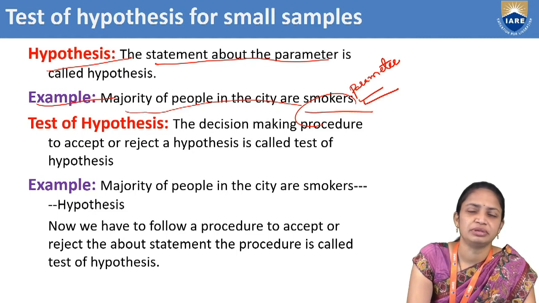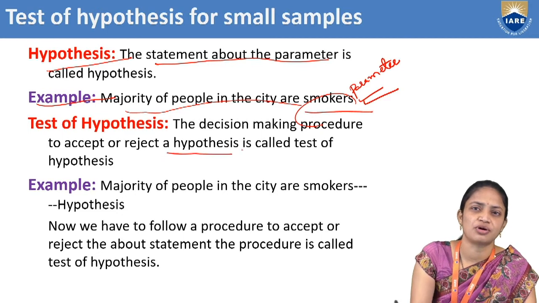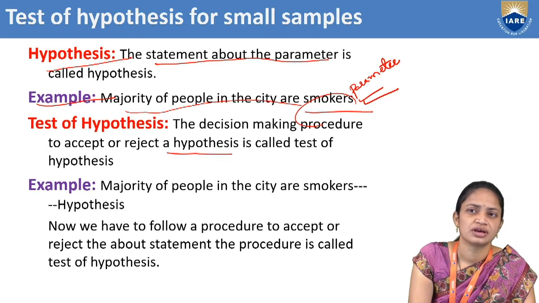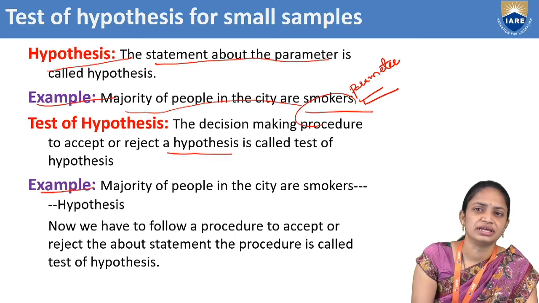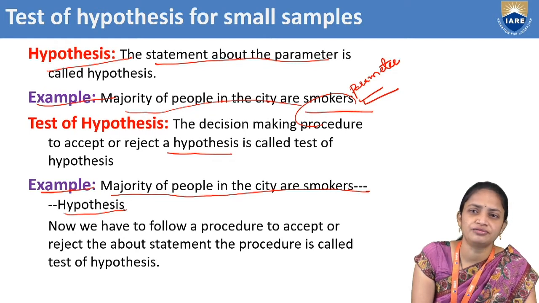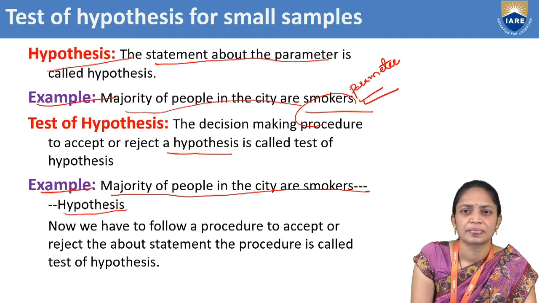Hypothesis is nothing but simply a statement. Next one, test of hypothesis. The decision making procedure to accept or reject a hypothesis is called test of hypothesis. Here we have an example: majority of the people in the city are smokers. This is the example for hypothesis, as already discussed. Now we have to follow a procedure to accept or reject the above statement. This procedure is called test of hypothesis.